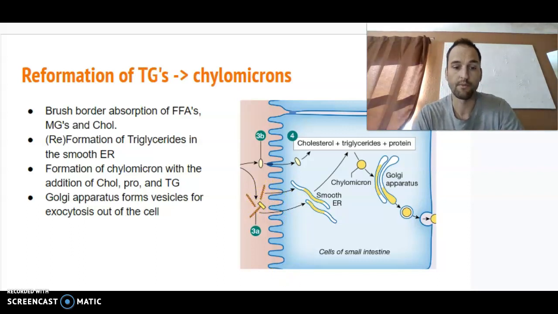Within the epithelial cell, however, the free fatty acids and monoglycerides enter the smooth endoplasmic reticulum and turn back into triglycerides. Proteins that have also made it into the cell combine with the triglycerides and cholesterol to form a chylomicron. The chylomicron will enter into the Golgi apparatus, form a vesicle, and be transported into the interstitial fluid via exocytosis.